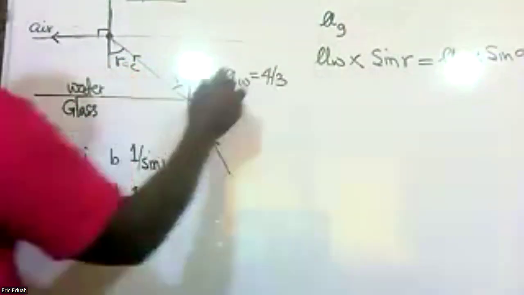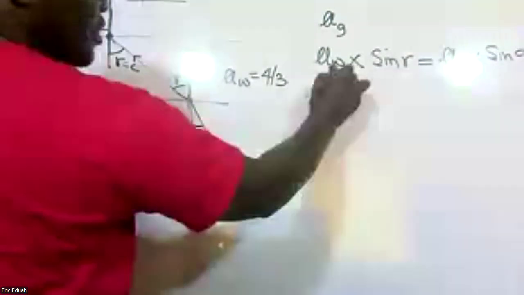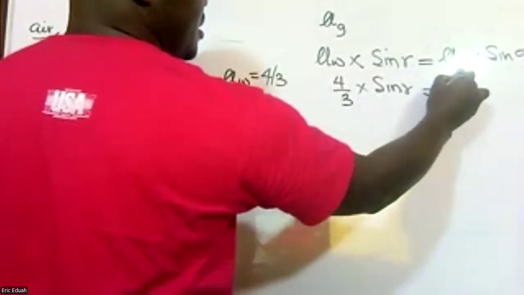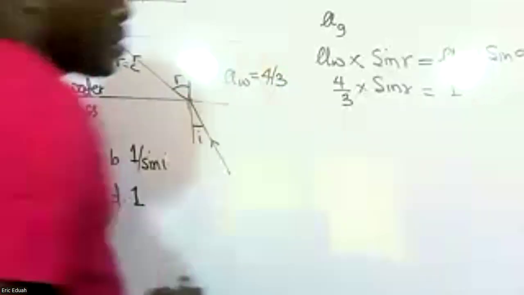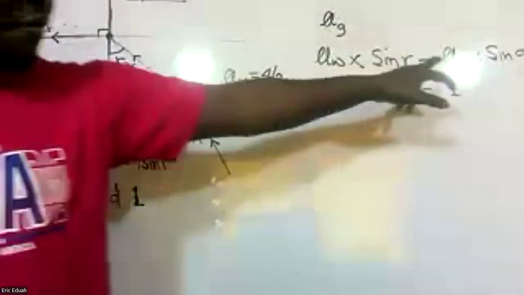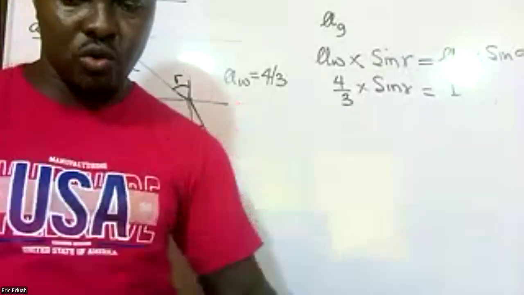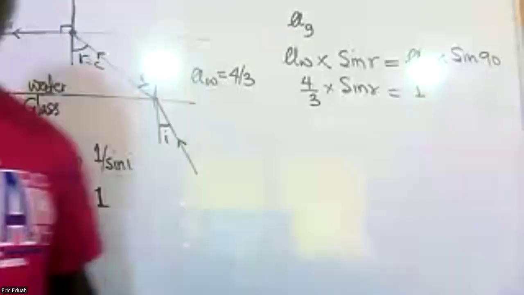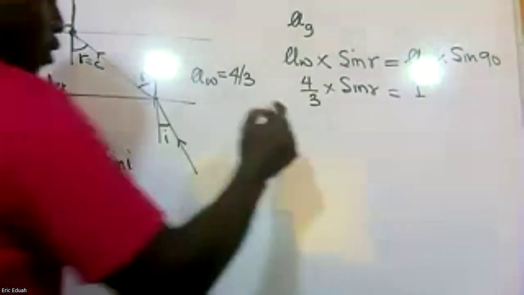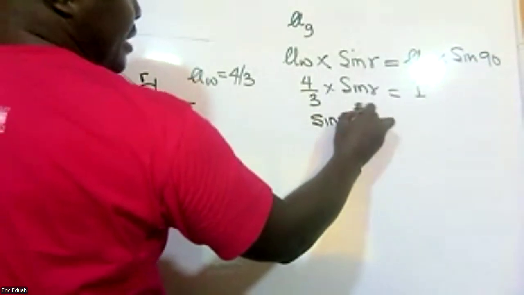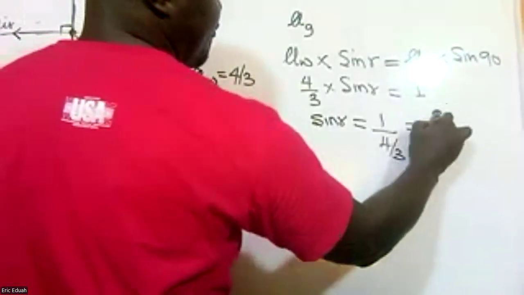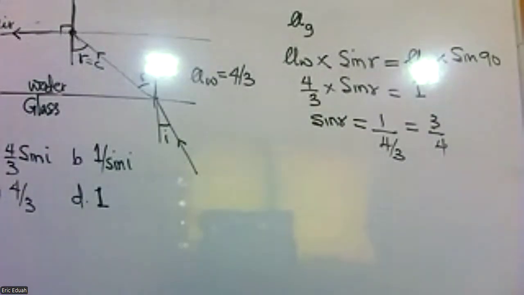So the refractive index of water is 4/3 times sine R. This is equal to 1, because the refractive index of air is 1. Sine 90 is also 1. So everything there at the right hand side is equal to 1. Therefore, sine R is equal to 1 over 4/3, which is equal to 3/4. So we have sine R to be that.